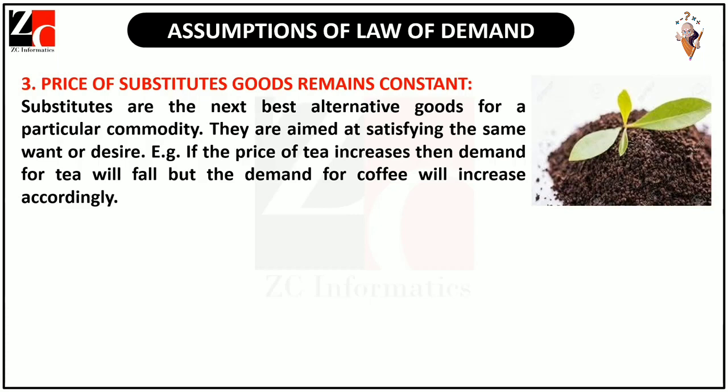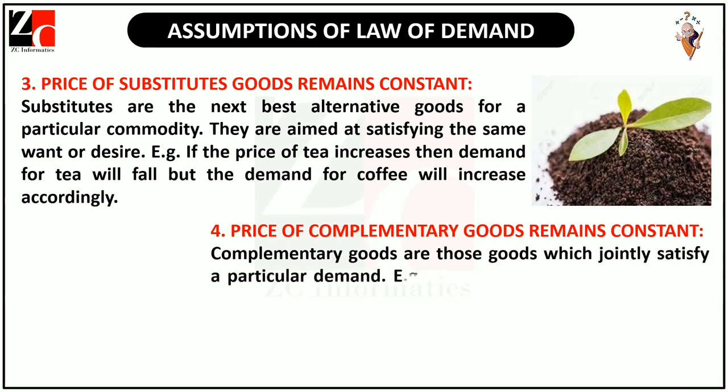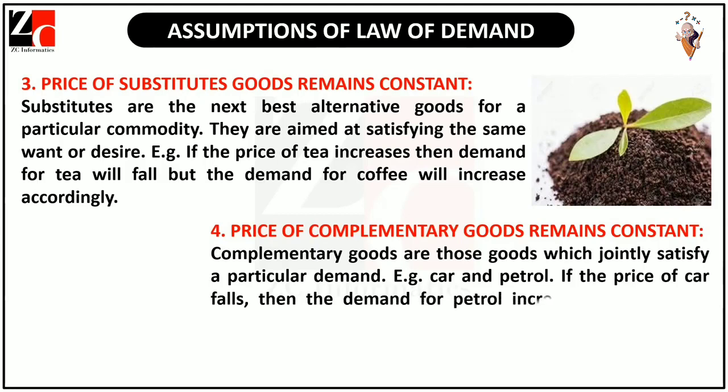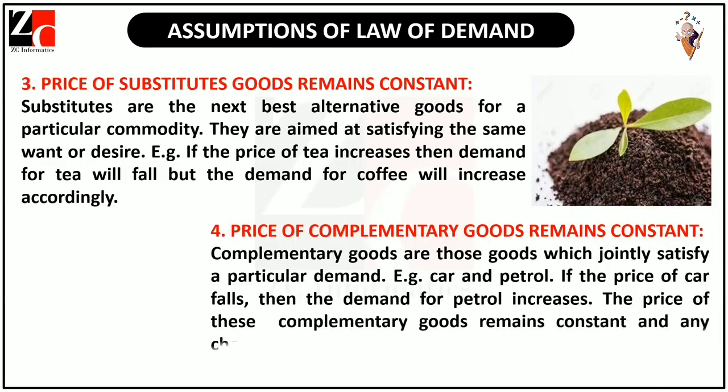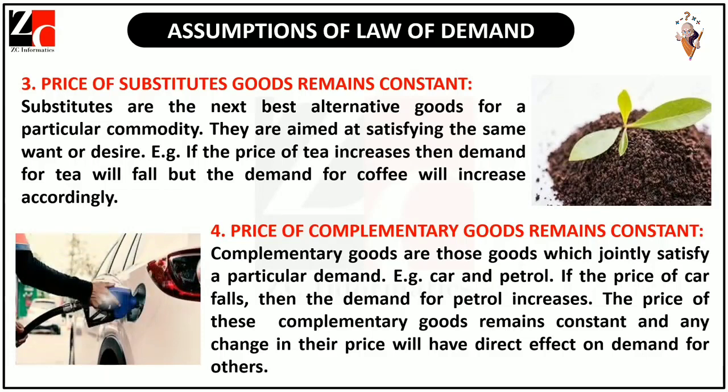Prices of complementary goods remain constant. Complementary goods are those goods which jointly satisfy a particular demand. Example, car and petrol. If the price of cars falls, the demand for petrol increases. The prices of these complementary goods remain constant, and any change in their price will have a direct effect on demand for the others. It is assumed that the prices of complementary goods remain unchanged because a change in the price of one good will affect the demand for the other.